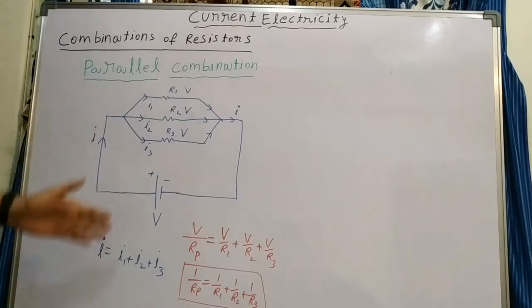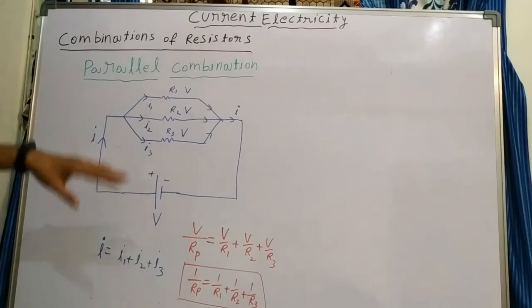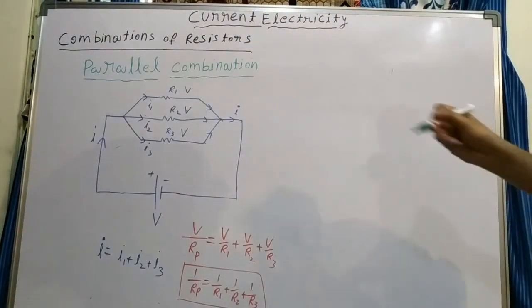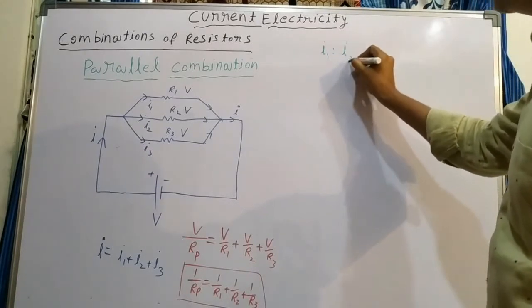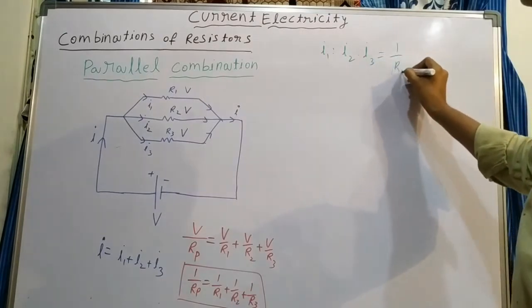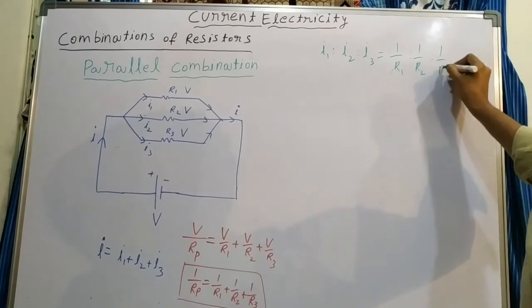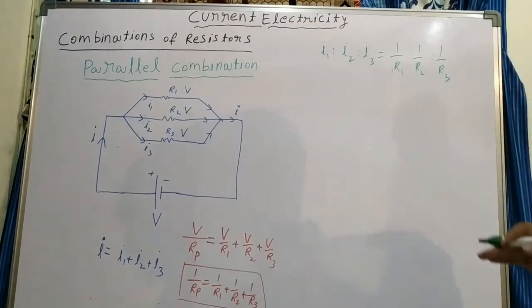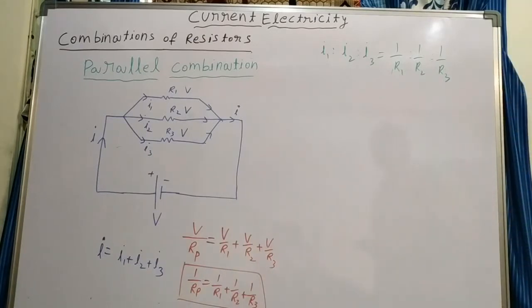Now how is current divided? The ratio of currents in parallel combination we can write like this: I1 : I2 : I3 equals 1 by R1 : 1 by R2 : 1 by R3, because potential is constant. So current is inversely proportional to resistance. More resistance, less current flows through that branch.